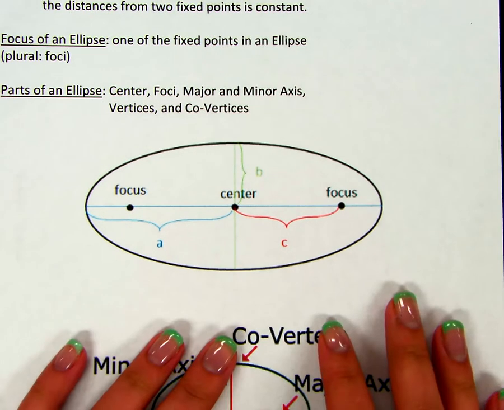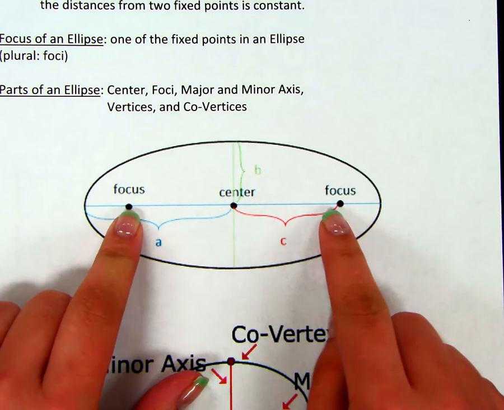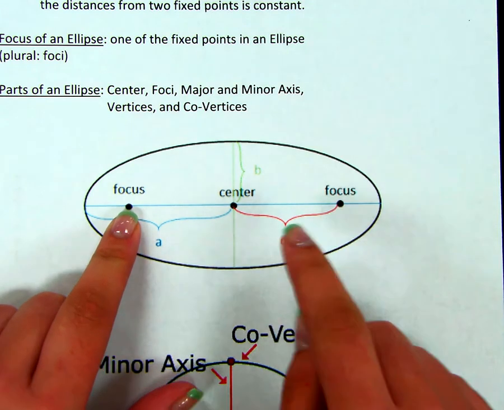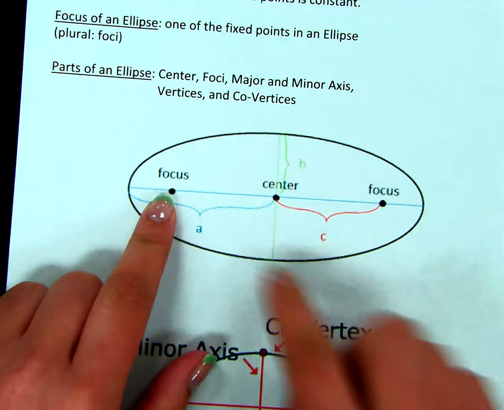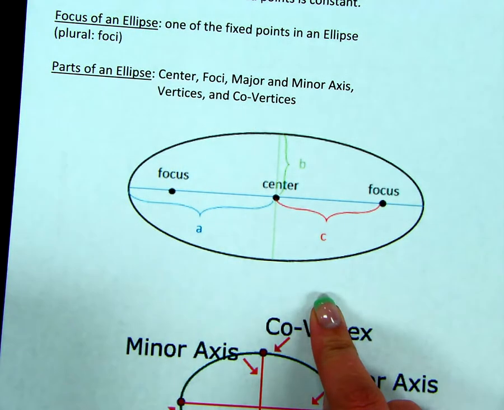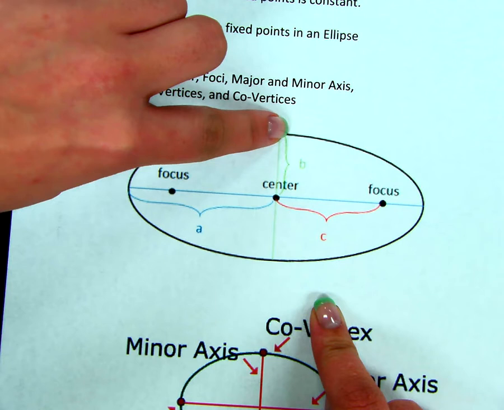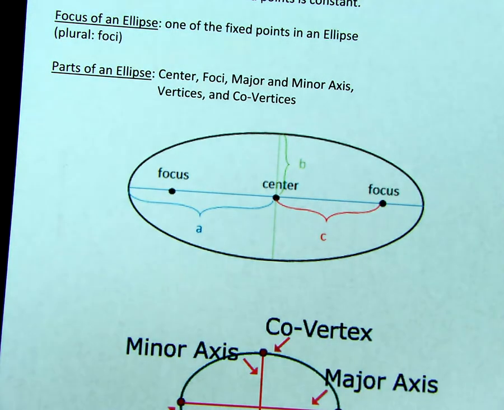This would be a horizontal ellipse. Here's our center of it. We have our two fixed points, and then this distance that I was talking about. If we make a right triangle here, that relationship between those terms, if we make a circle around this, is going to be exactly the same all the way around the ellipse. So that's how we would create it.